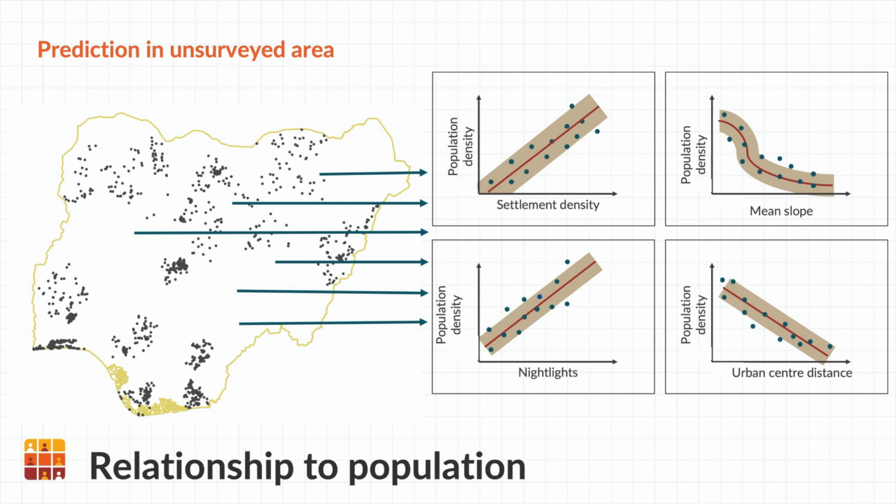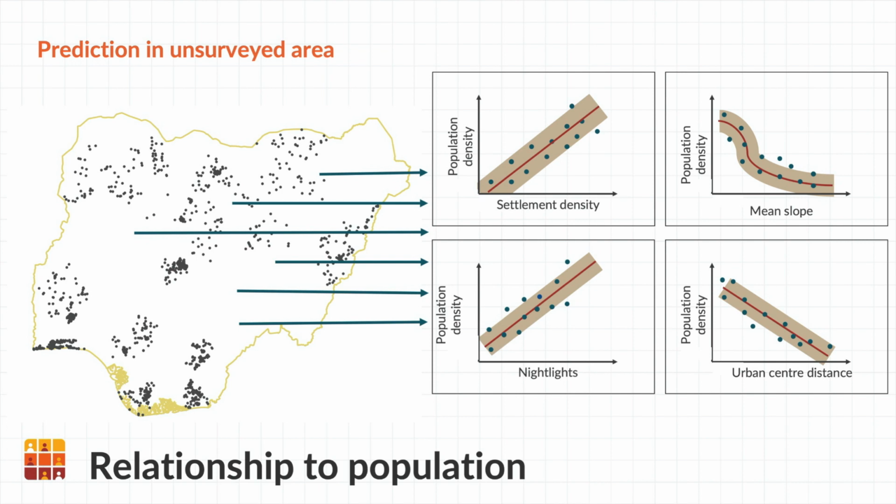Let's look a bit at the graph. Population density, as we said, is a positive relationship. The more there is settlement, the more there is population. Mean slope, we can predict already that it's going to be a negative one, because when there is a low slope, so a flat area, they're more likely to have a lot of population, whereas in a mountainous area, it's less likely to be highly populated.